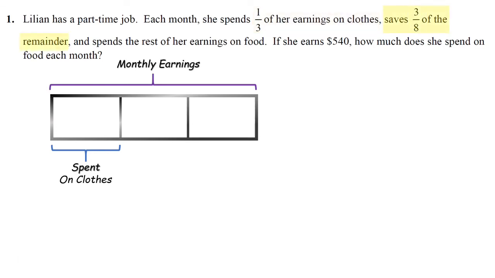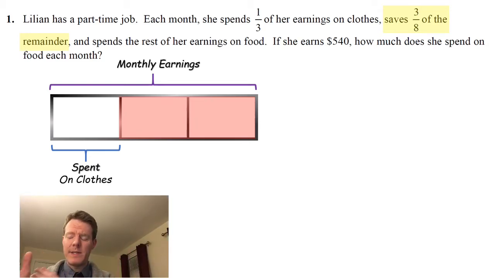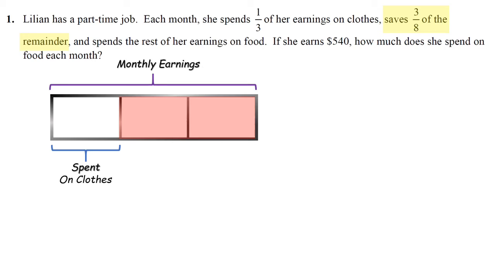So the next part is 3/8 of the remainder was saved. So if I just look at the remainder bar, I see that the remainder part of the bar is currently 2 units. But I need it to be in eighths, meaning I need it to be in 8 pieces because it says 3/8 of the remainder. So I need those 2 units to become 8 units. The only way I can do that is if I cut them into smaller units. So if I cut them both into 4, that makes a total of 8.